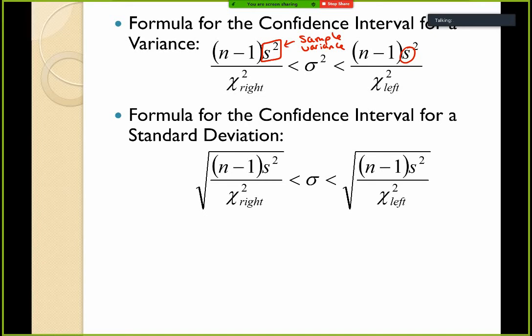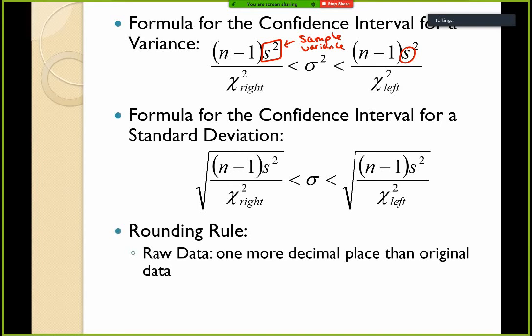Okay. Rounding rules. Raw data. I just want to make sure I hit on this again. I continually am still getting questions on this when you guys are doing your practice. So I wanted to hit on this one more time. If you're given raw data, which we've worked with the last couple lessons, that's when, if it's a sample size of 30, you are given all 30 data values. You know the raw data, that sample data. Go one more decimal place than the original data.